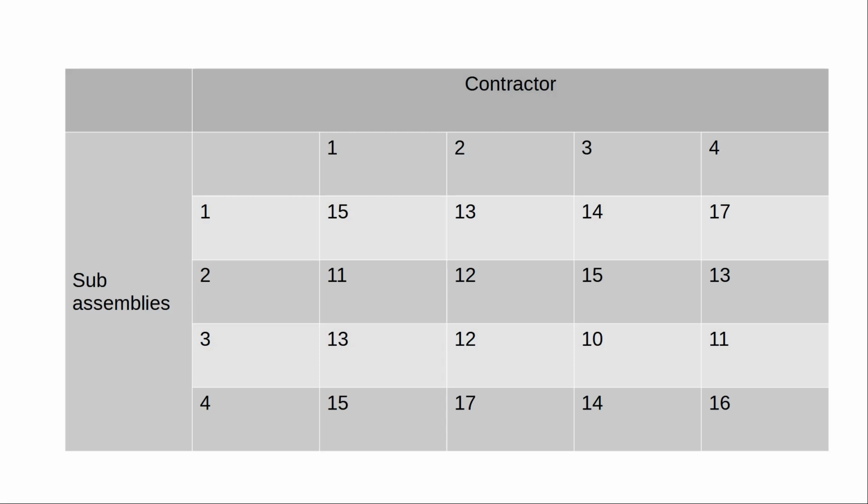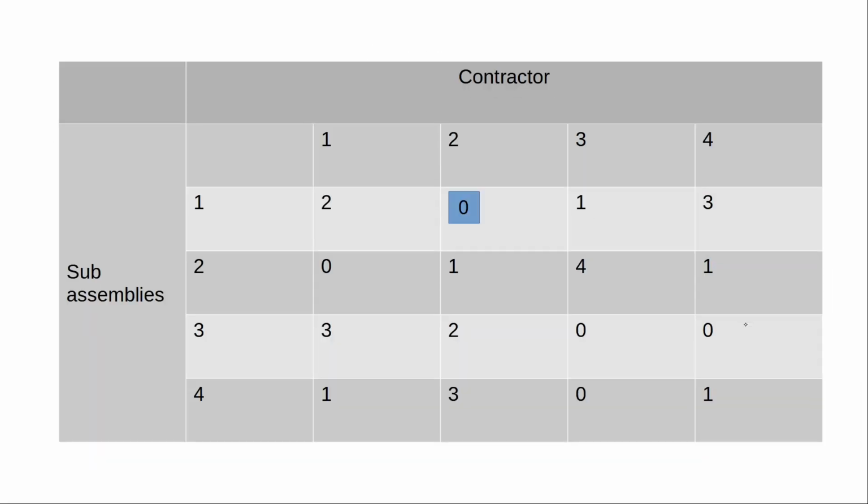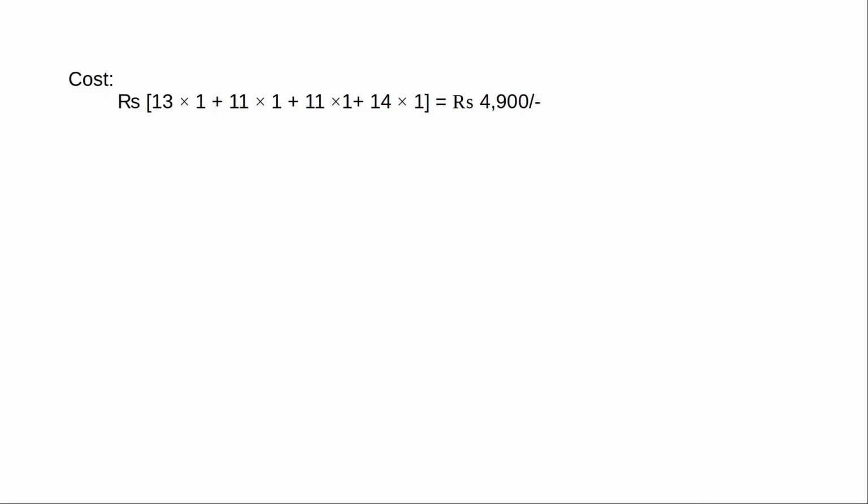Similarly, it's going to be row 3, column 4. That's going to be 11. And finally, it's going to be row 4 and column 3. That's going to be 14. So the total cost is going to be 13 into 1 plus 11 into 1 plus 11 into 1 plus 14 into 1. That is rupees 4,900. Now this is the optimized cost for assigning 4 jobs to 4 contractors or 4 sub-assemblies to 4 contractors using the Hungarian method.